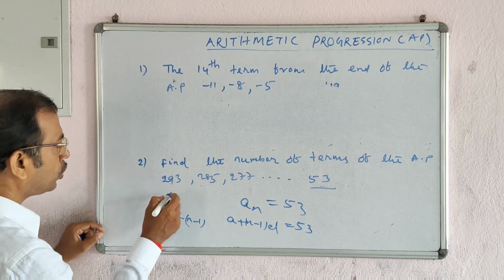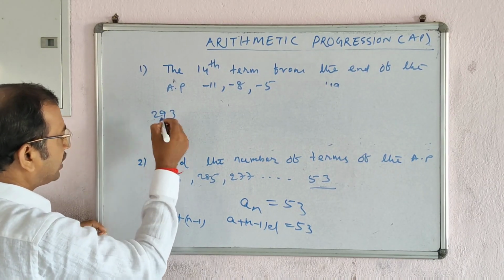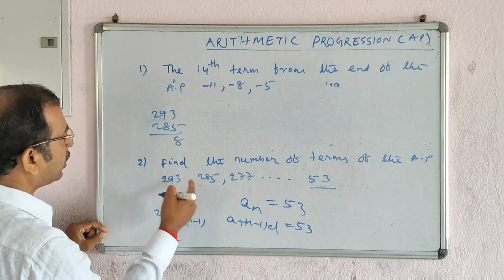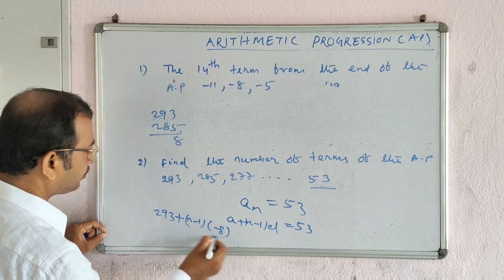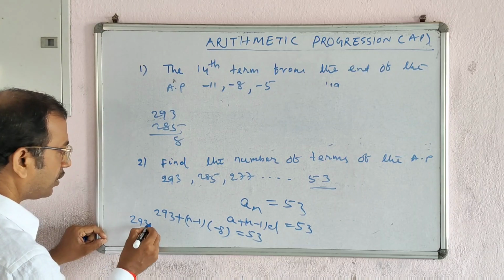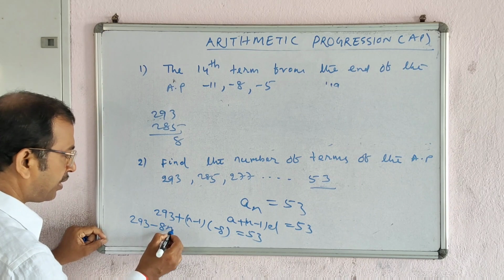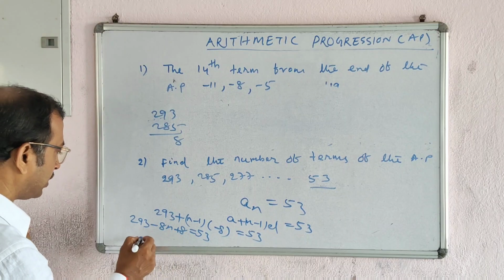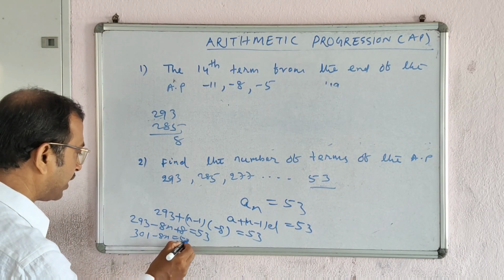सेकेंड टर्म माइनस फर्स्ट टर्म, सो 285 minus 293, so 293 minus 285, 13 minus 5 is 8, so bigger number is what? Minus, so minus 8, that is equal to 53. So 293 minus, apply distributive property, minus 8n plus 8 equal to 53. So 293 plus 8, 301 minus 8n equal to 53। कैसे सॉल्व करेंगे?